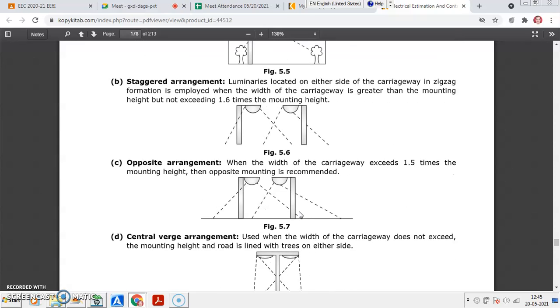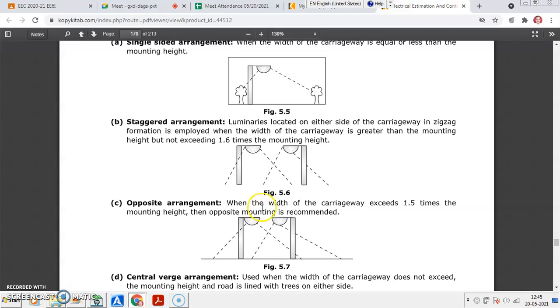Then the opposite side arrangement, that you can employ when the width of the carriageway exceeds 1.5. Here we have seen 1.6. Then you can have the provision of lamps. But in the zigzag arrangement, one lamp is on one side, and the next will be on the other side at 30 meters, not exactly opposite. Here you are having both sides, with another lamp exactly opposite. So here you are having the illumination.